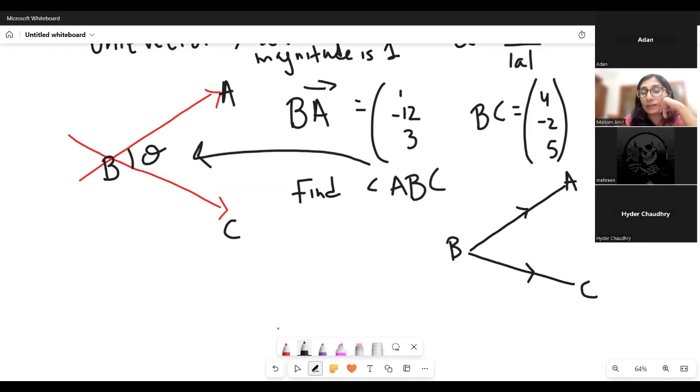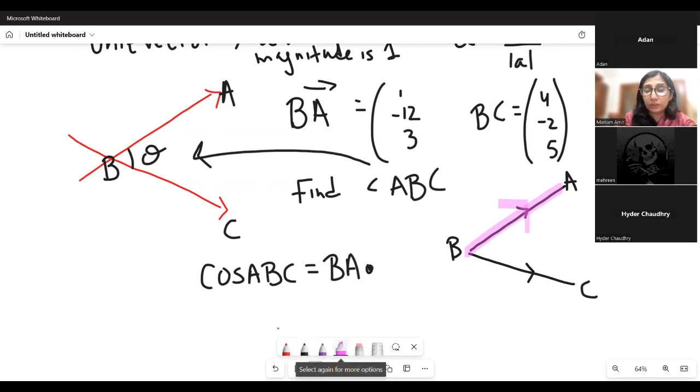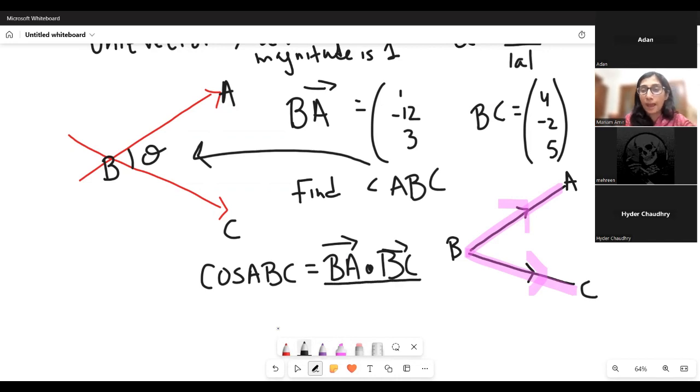Now how do we find angle ABC? You write cos of ABC equals this vector, which is BA, taking the outward vector, dot product this vector BC, divided by magnitude of BA times magnitude of BC.